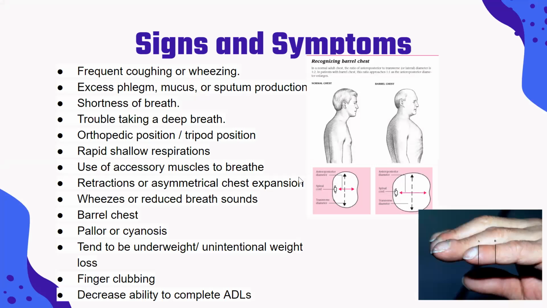Some signs and symptoms associated with COPD depend on the severity of the disease. So some signs and symptoms are frequent coughing, wheezing, excessive phlegm, mucus, sputum production, shortness of breath, trouble taking breaths, orthopneic position or tripod position, rapid shallow respirations, use of accessory muscles to breathe, retractions or asymmetrical chest expansion, wheezes or reduced breath sounds, barrel chest as pictured on the side, pallor or cyanosis, and they tend to be underweight or have unintentional weight loss due to loss of energy and difficulty breathing, finger clubbing as pictured on the side, and decreased ability to complete ADLs.